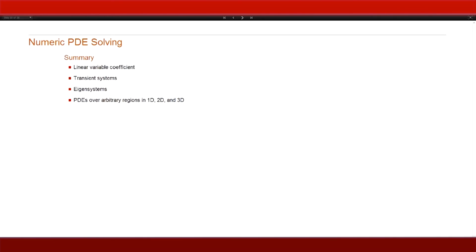Let's summarize the capabilities of numeric PDE solving over regions. We can solve PDEs with linear variable coefficients, transient systems, eigensystems, and the PDEs over these arbitrary regions can be in 1D, 2D, and 3D.